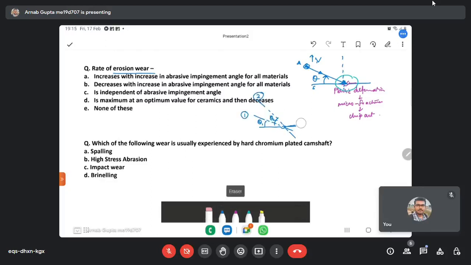Let's not talk about deformation, but in which case do you think more energy will be delivered onto the surface by the abradant? In case 1 or in case 2?